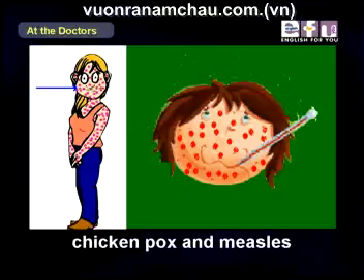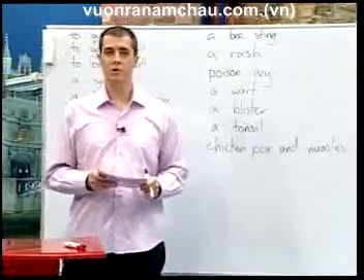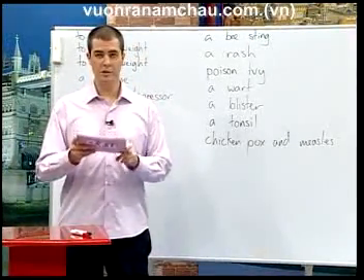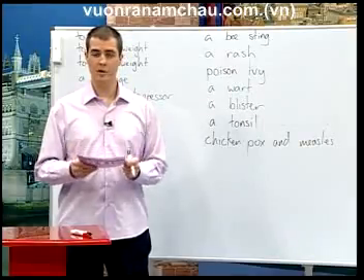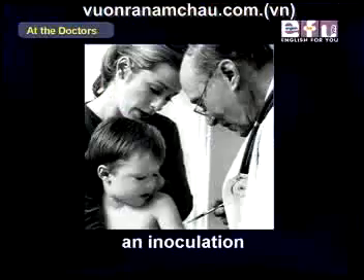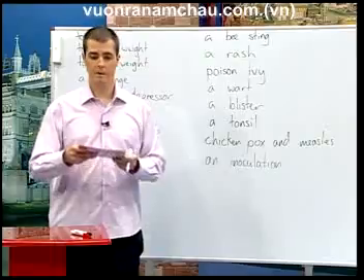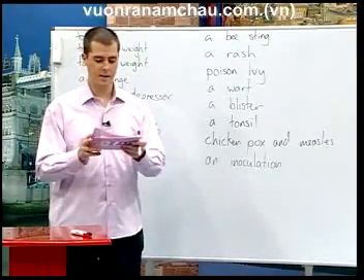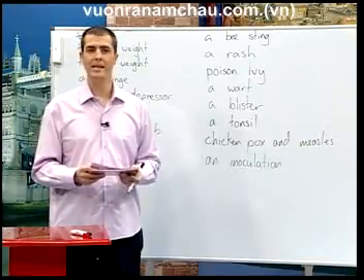Chickenpox and measles. These are two infectious childhood illnesses. You can especially see them by the spots that they create on the skin and the fever that they create in a person. An inoculation. This is an injection of a drug to protect a person against polio, another disease called whooping cough, or many illnesses, especially when you're a child.